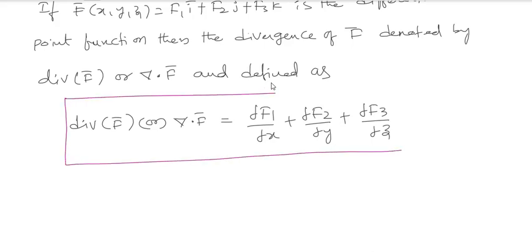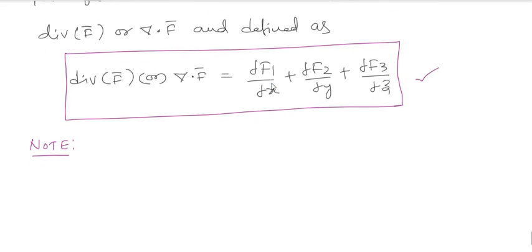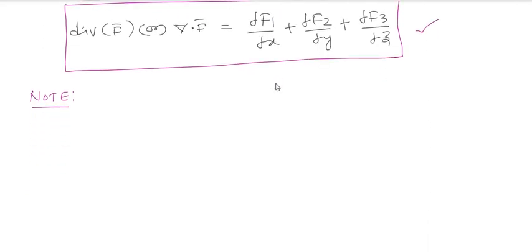This is the divergence of a vector point function. Here you have to make a note point. If divergence of f bar is equal to 0, then I can call that f bar a solenoidal vector.